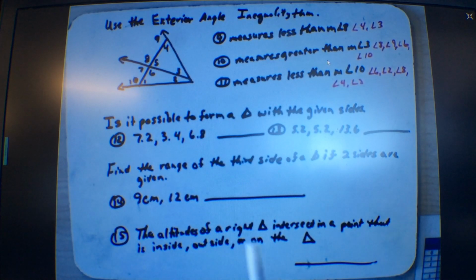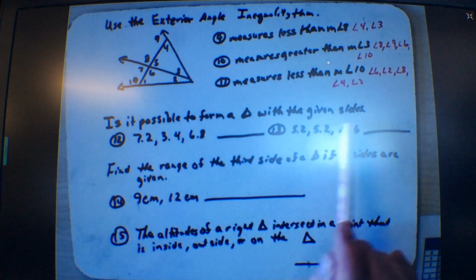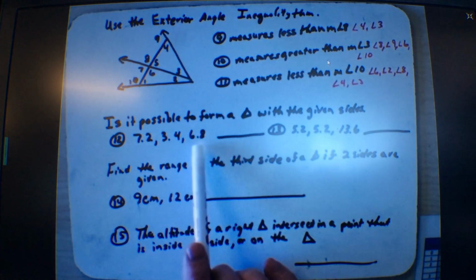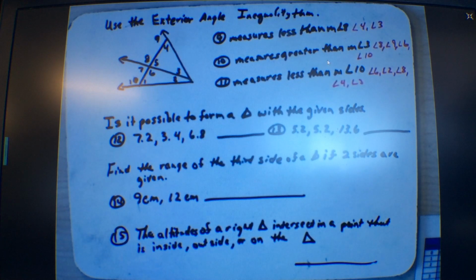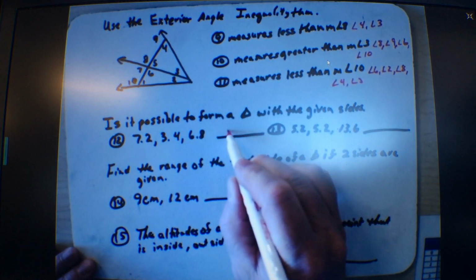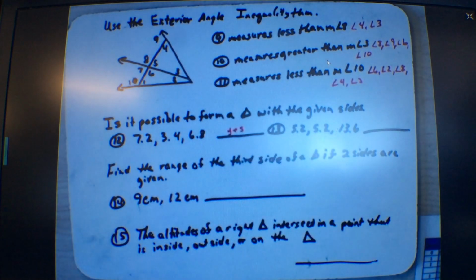Okay. All right, so let's do this one. Is it possible to form a triangle with these given sides? 7.2, 3.5, 6.8. Okay, don't just say yes or no. There's a reason for it. Remember the triangle inequality theorem? There you go. I'm hearing yes and no. It is 3.5 plus 6.8 is greater than 7.2. Oh, yeah, I remember. Okay, so I'm getting yes. Okay, would you do the next one, please?